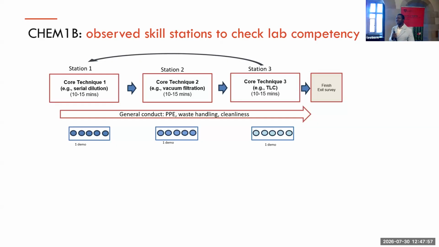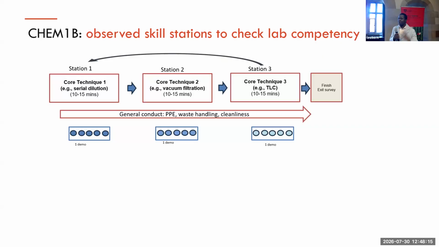So lab competency for us means much more than just the submitted assessment. It is the technical competence. Can you actually perform the techniques? Can you actually make decisions in the lab? Can you operate safely in a lab? So all these things that we cannot see from the lab report. So this is another checkpoint.